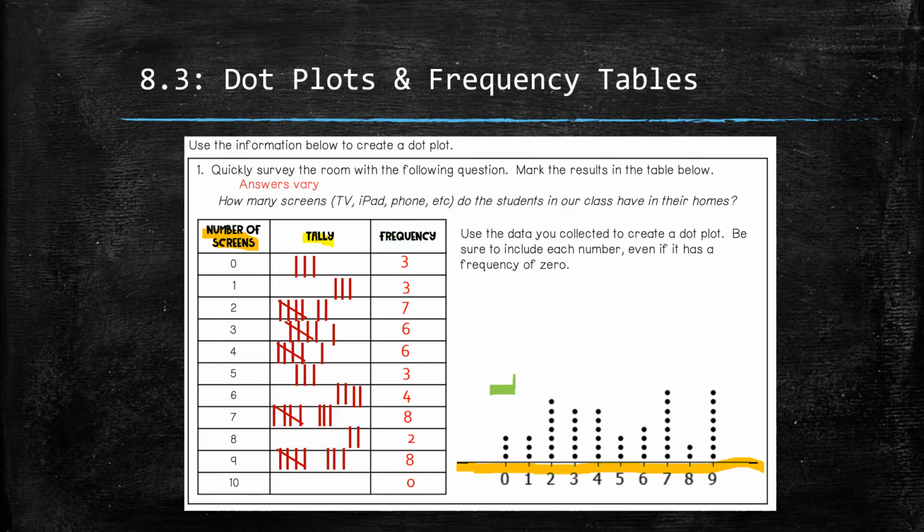So you can see that 3 people have 0 screens. 3 people have 1 screen. There's 1, 2, 3, 4, 5, 6, 7 dots, which represents the 7 in my frequency. People have 2 screens. Sorry, it's kind of hard to write with my finger on the mouse. And that's basically how you take your frequency table and turn it into a dot plot.